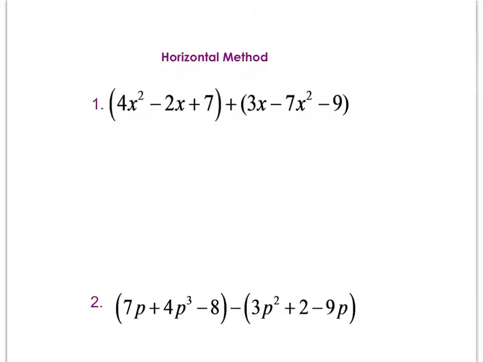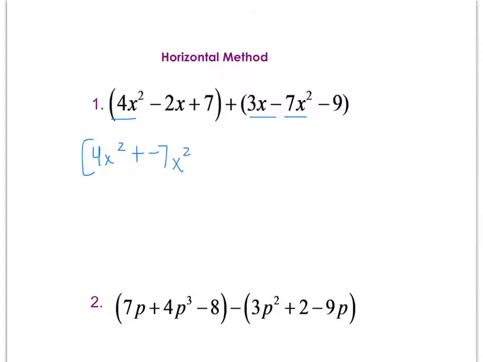The horizontal method, similar to the vertical method, is just a great way to organize all your like terms. And again, if you prefer another method, you could always do that. So horizontal, I have 4x squared plus 3x. Oh, wait, I have to line up my like terms. And so that's not an x squared. I have a plus negative 7x squared.